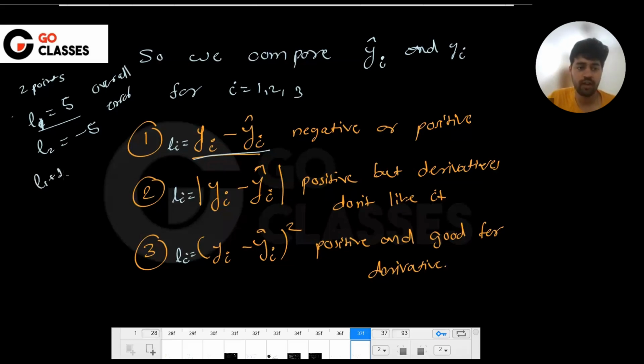So L1 plus L2, and let's assume L3 is basically 0. Again, some weird line is there. Again, this will be 0, right? So the overall error that we are getting in this case is 0, even though two of the points are not fitting well. It's not a good fit. 5 minus 5 is a very high error, right? So is this understood, why this is not a good choice? Any doubt in the first case?